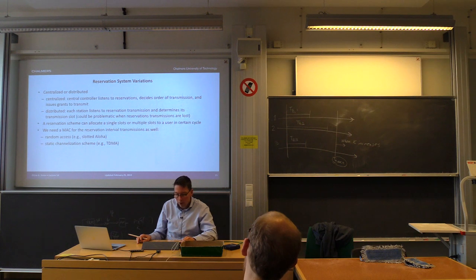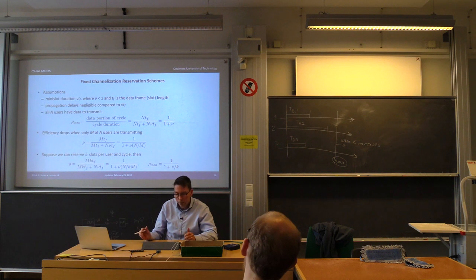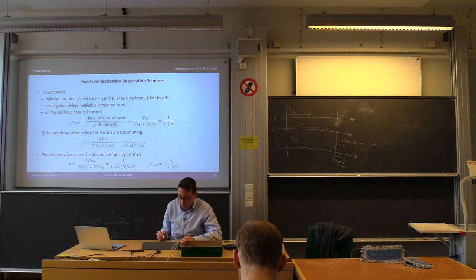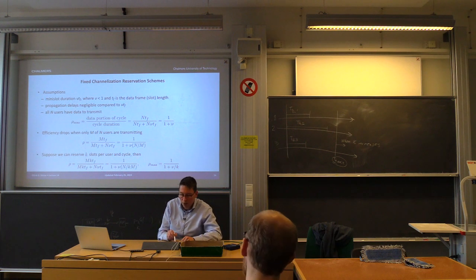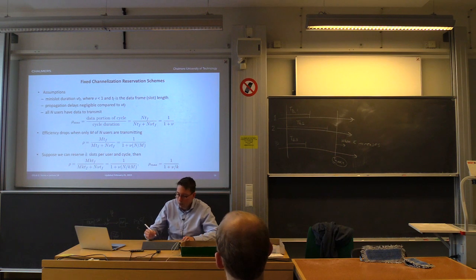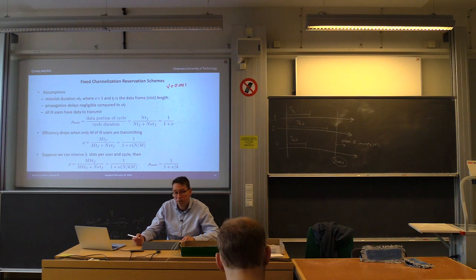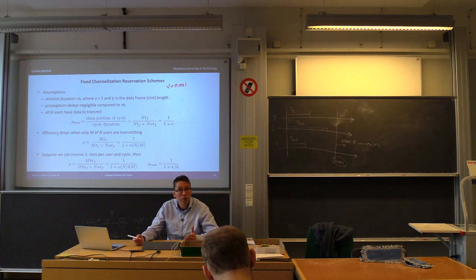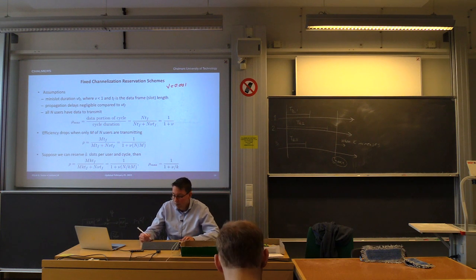Okay. We will return to a few issues here. But let's do a few calculations. Suppose we have a mini-slot duration which is some factor nu times TF, where TF is the data frame duration and nu is some number less than 1. Maybe nu is a very small number, say 0.01 or something like that, for this to be efficient.